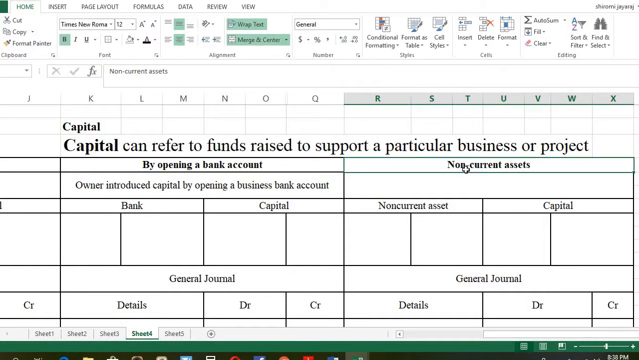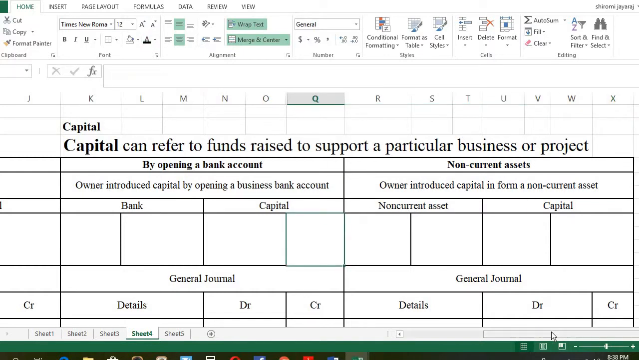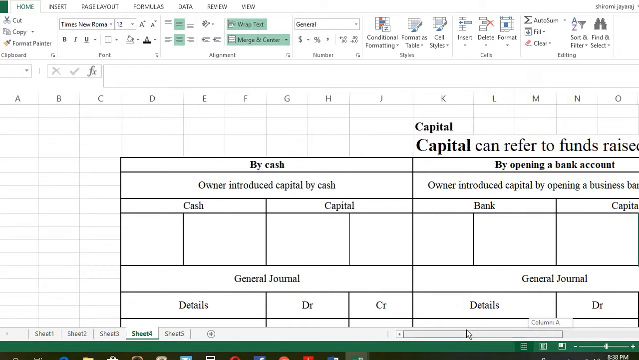Non-current assets are the assets which can be used for more than a year, the resources which are owned by a business for more than a year, such as machinery, motor vehicle. These are a few examples of non-current assets. Owner introduced capital in the form of a non-current asset. Fine. Now let's look into the double entry of each one of them.